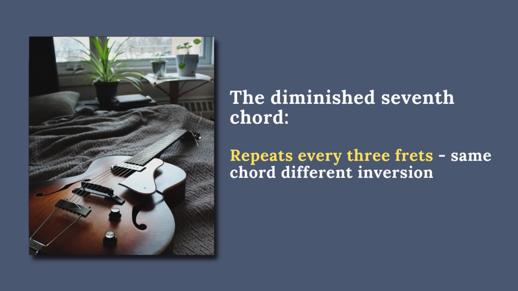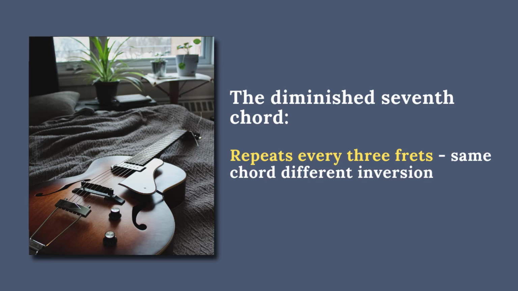In other words, move the diminished shape up 3 frets or down 3 frets. And the way this works is that the diminished chord repeats every 3 frets. In other words, it's the same chord, only a different inversion of that chord when you move it around 3 frets on the guitar.